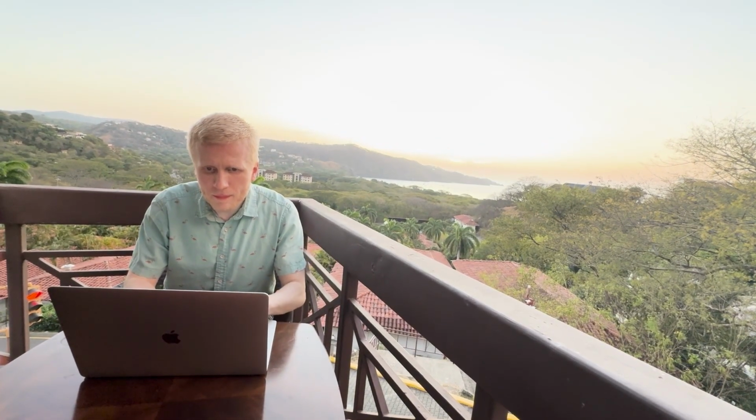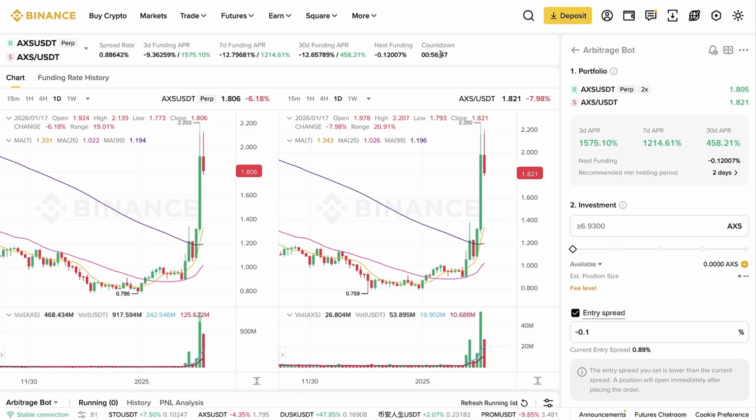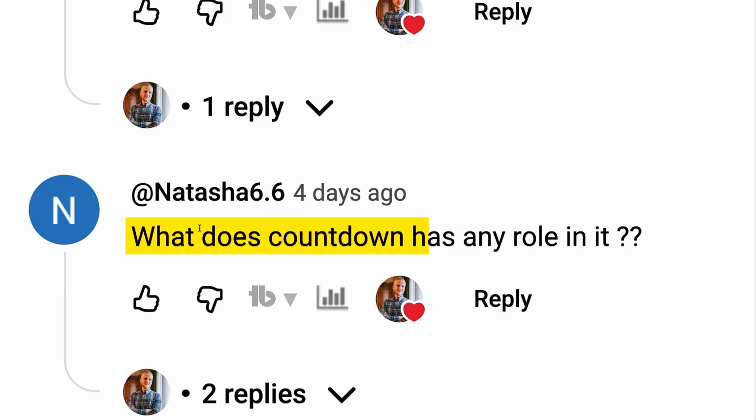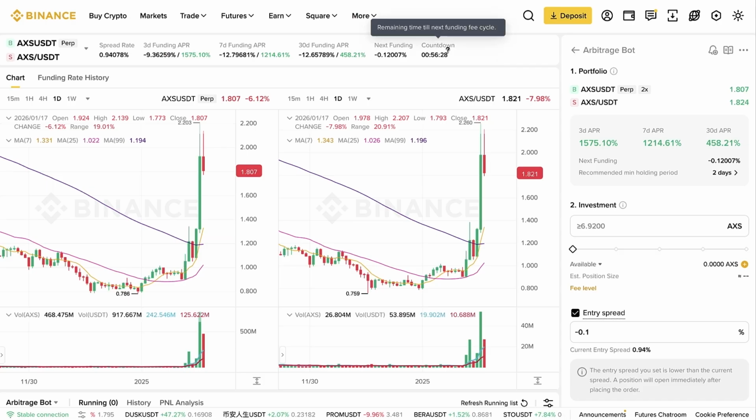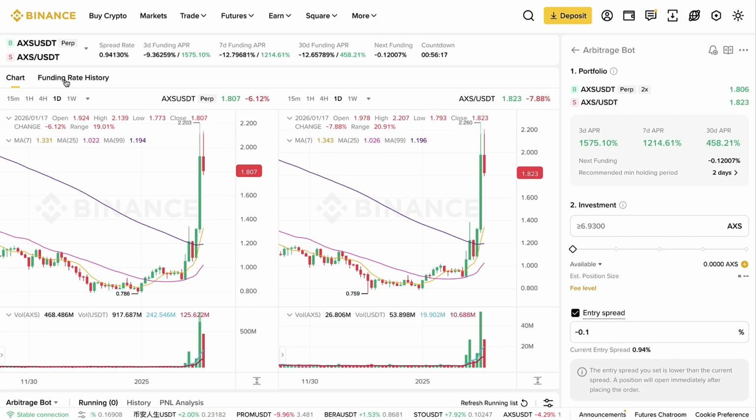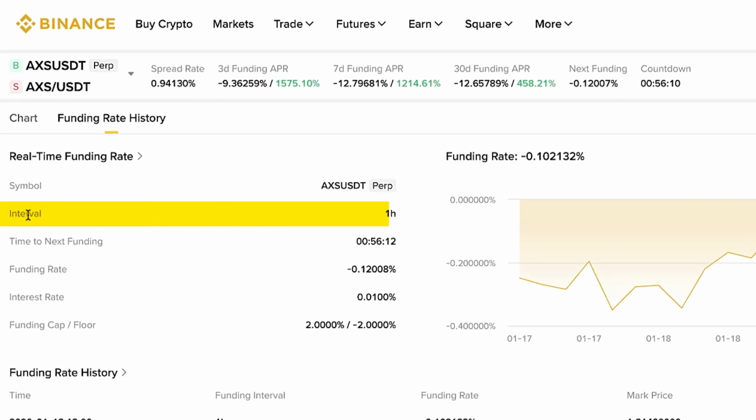The next person asked about this countdown. Natasha says, what does countdown has any role in it? And this countdown is simply the countdown from the funding fee, as it explains here, remaining time till the next funding fee cycle. So that's when you will receive the funding fee or pay if you are on the wrong direction. And as I showed you earlier, different trading pairs have a different interval for each funding fee.